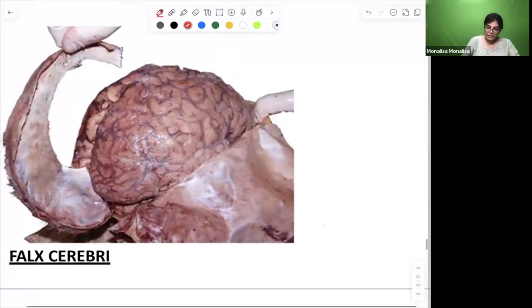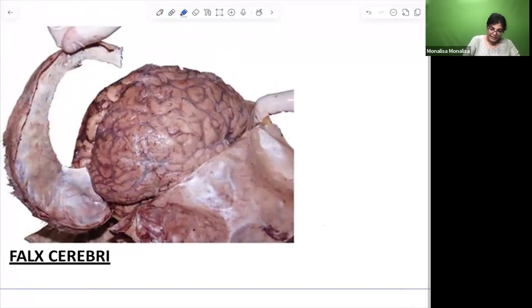Now, these are images of neuroanatomy. Can everybody identify what this is? Dura mater. This is a fold of dura mater. What is this? That is falx cerebri. This is lying between the two cerebral hemispheres. This can come as an image-based question.